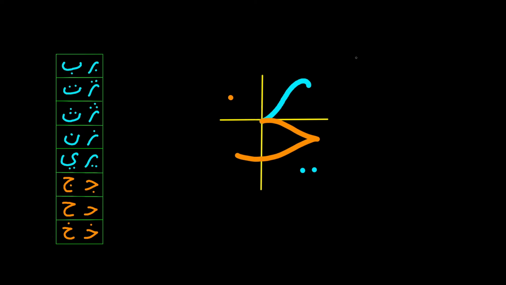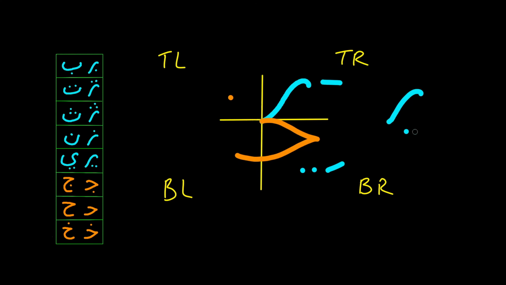Step number 2, I want to identify my top right section, my top left, bottom right, and bottom left. Step number 3, I'm going to read my top letter with my right dots. So we have this and 2 dots here. This to me looks like it should be that one. So we have a ya.